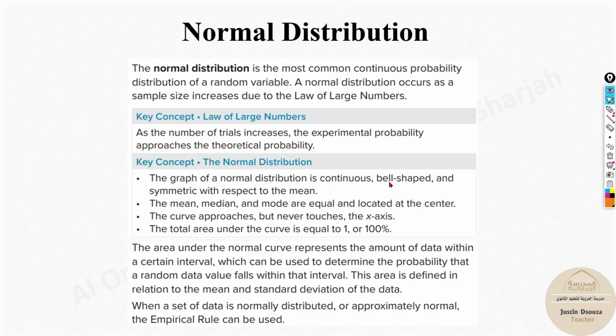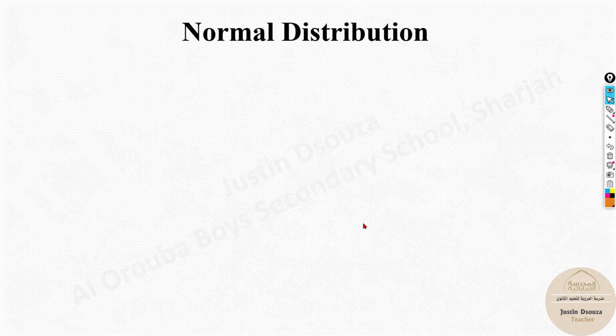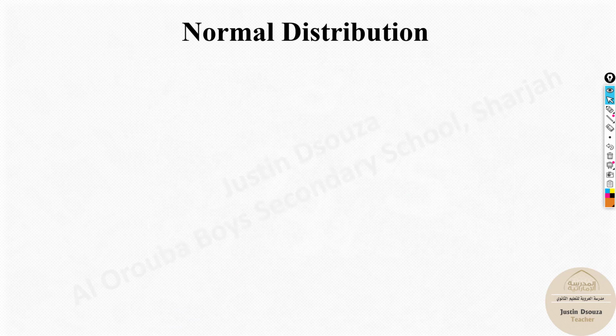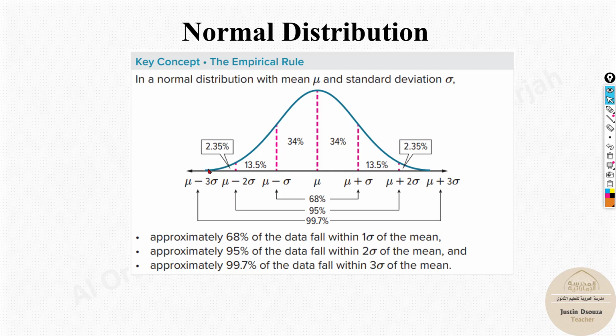A few important things. This is like a bell-shaped curve which is symmetrical, and the mean is in the middle. The mean, median, mode are all equal and at the same point, which we'll see now. The curve approaches but never touches the x-axis, and the total area under the curve is 1, or 100%. Now this is the normal distribution. As you can see here, it almost approaches the x-axis but doesn't touch it. But whatever is under this curve is always 100%.